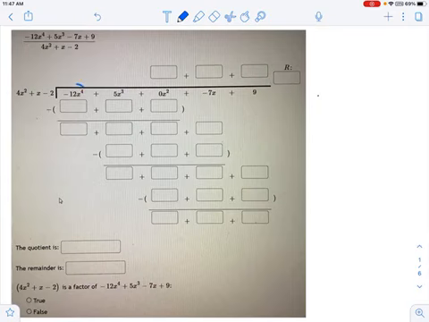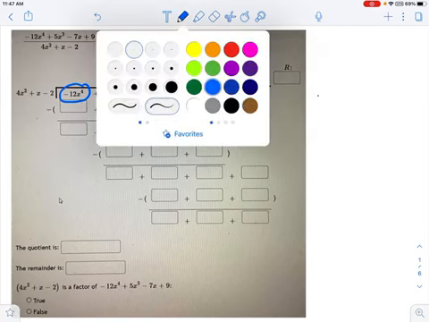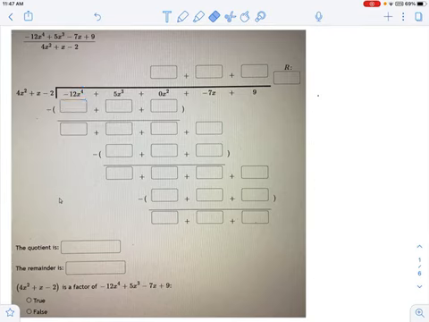First thing we do is divide negative 12x to the fourth by 4x squared. And what do we get? Let's see, little math here says this is going to be negative 3. Negative 12 divided by 4 is negative 3, and x to the fourth over x squared is just x squared. So I have negative 3x squared.